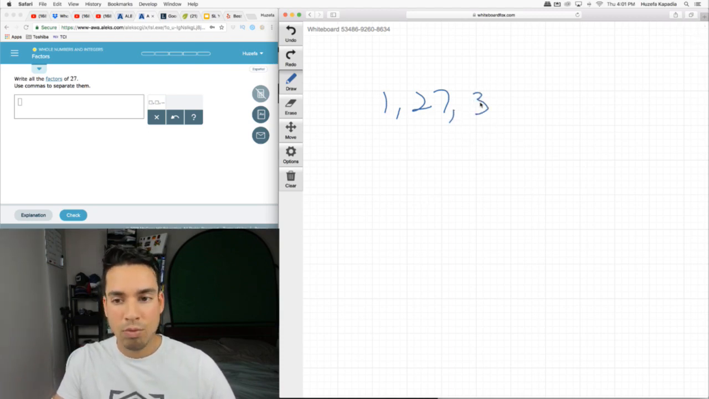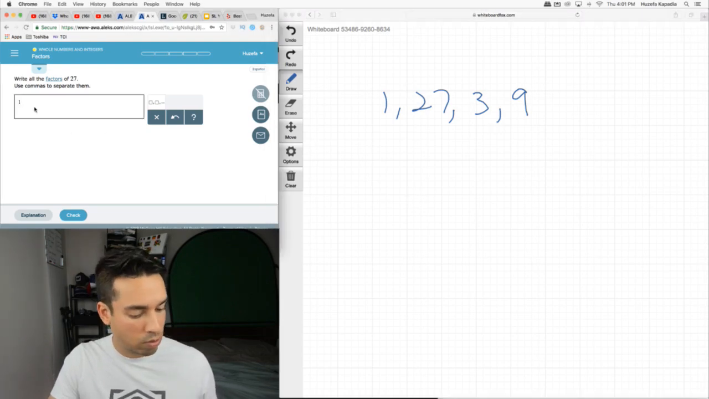I also know that 3 can go into 27. 3 times what is 27? 3 times 9 is 27. And this is it. These are the only factors of 27. So we got 1, 27, 3, and 9. And order doesn't matter, I think, for these entries.